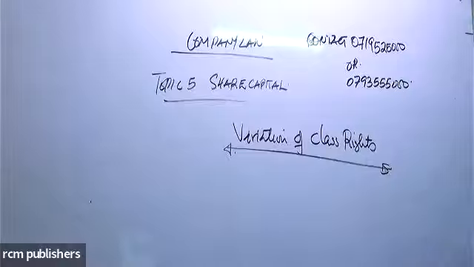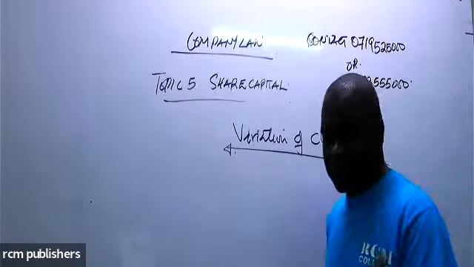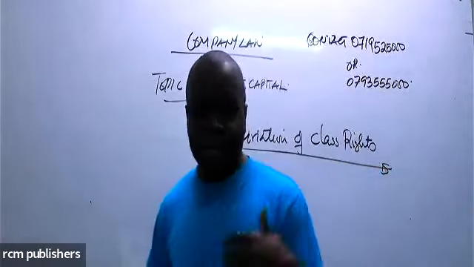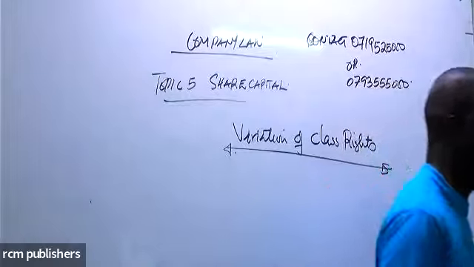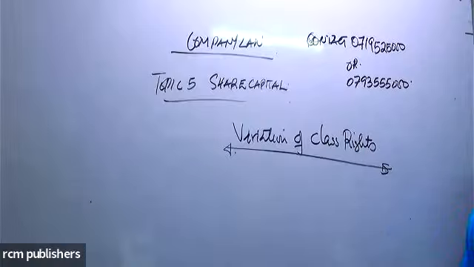So for all these, for example, if you are an ordinary shareholder, you will have rights to control the affairs of the company, and you will be entitled to the residue of the company in terms of liquidation. If you are a preference shareholder, you'll be entitled to get dividends at a specific rate. Those are what we call class rights.